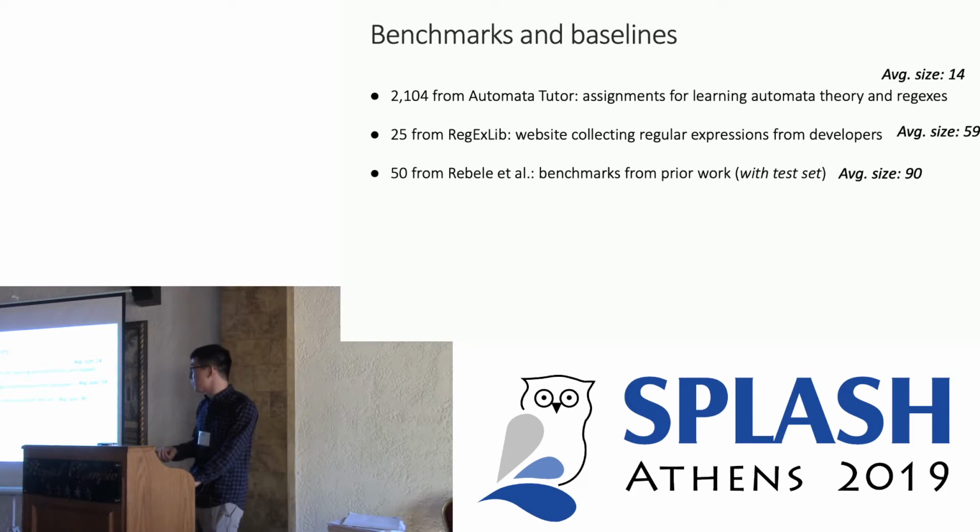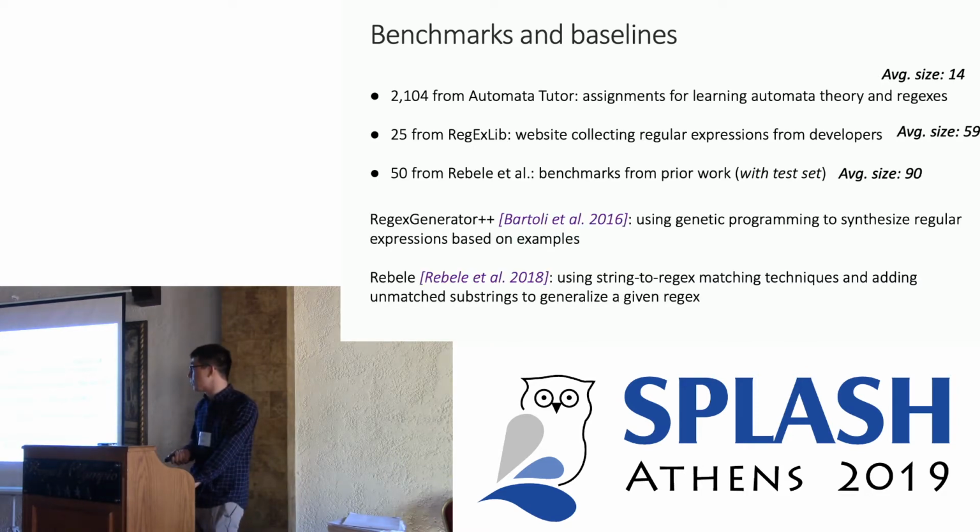And the third set of benchmarks comes from a previous work. The interesting point about this set of benchmarks is that each benchmark comes with a test set, and we can evaluate the accuracy or quality of repair by running against this test set. We also compare our tool RFixer with 2 state-of-the-art tools: RegexGenerator++, which uses genetic programming, and Rebler, which uses matching techniques and adding unmatched strings to generalize a given regex.